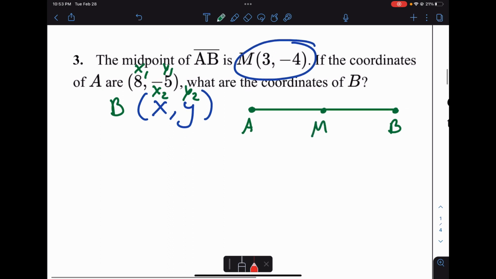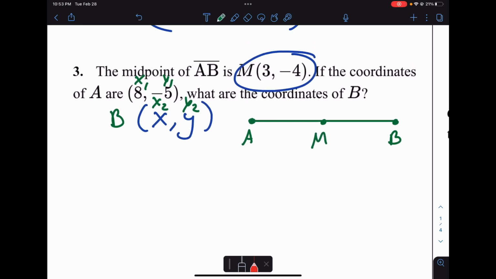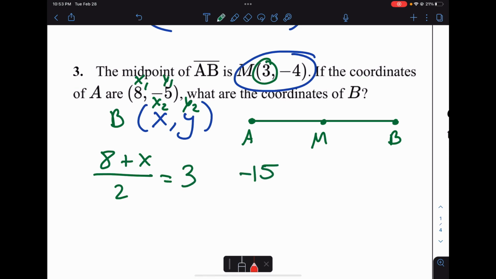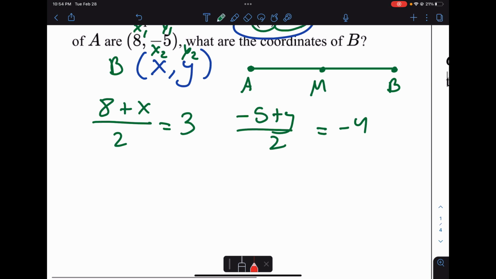All right. So what we can do is say, well, I know that x1, which is 8, plus x2, which I just labeled as x, divided by 2, needs to equal the x coordinate of my midpoint. So that has to equal 3. And then my y1, which is negative 5, plus my y2, which is y, negative 5 plus y divided by 2, has to give me the y coordinate of my midpoint, which is negative 4. And then at this point, all I have to do is solve for x and y.